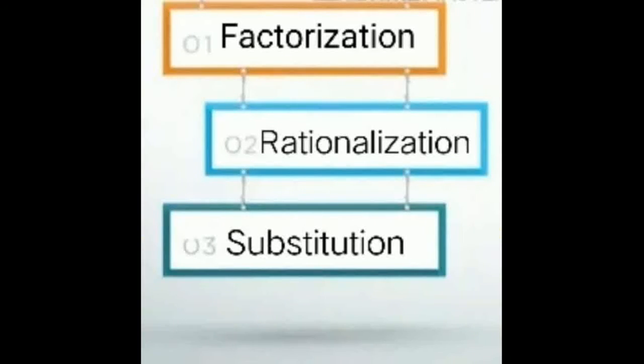There are three methods to solve limits: factorization, rationalization, and substitution. In factorization, we have some formulas and breaking the middle term. In rationalization, we have root terms, and in substitution, we have a left hand limit or a right hand limit.